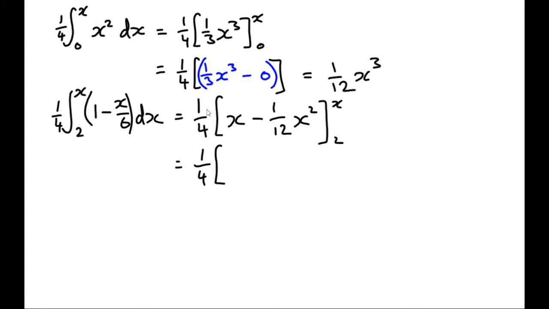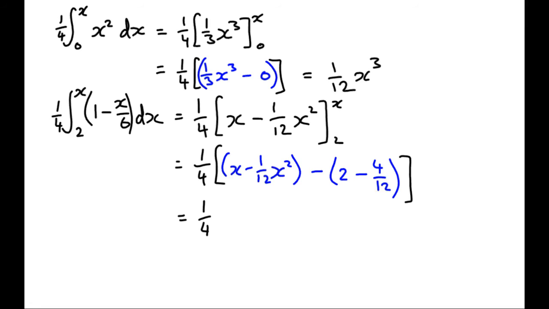So again, substituting in the x should just give me the expression on the line above. Now I need to subtract 2, substitute it into that expression. So that's going to be 2 minus 4/12.